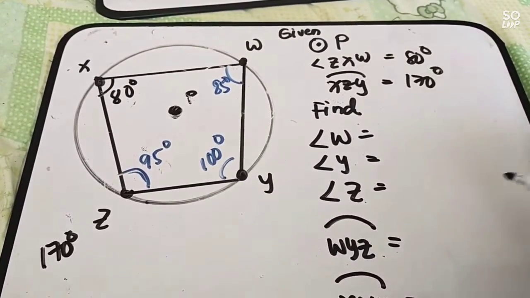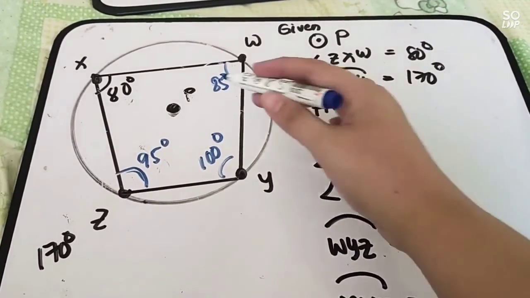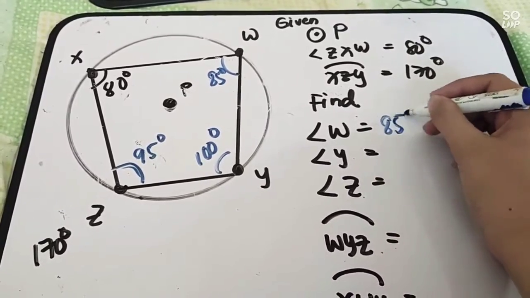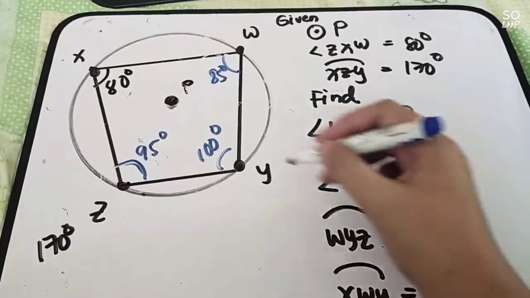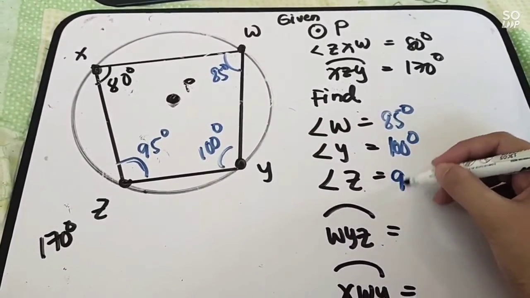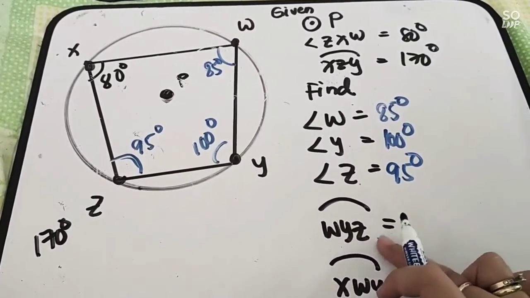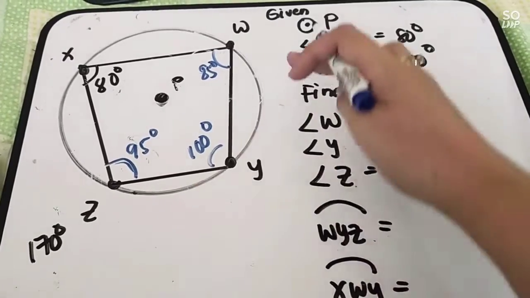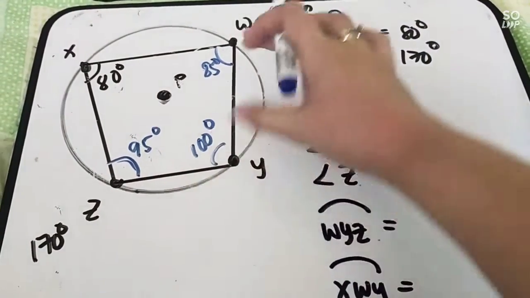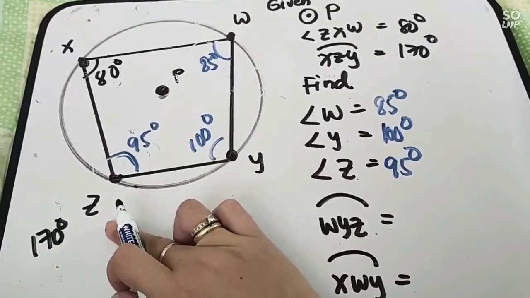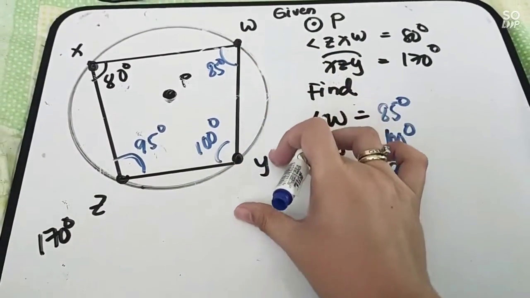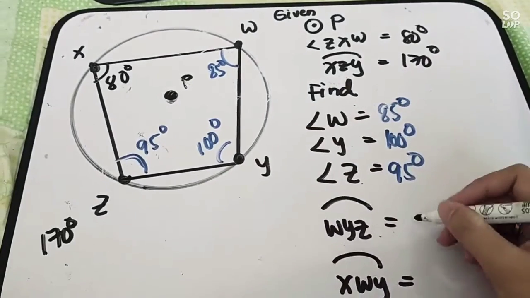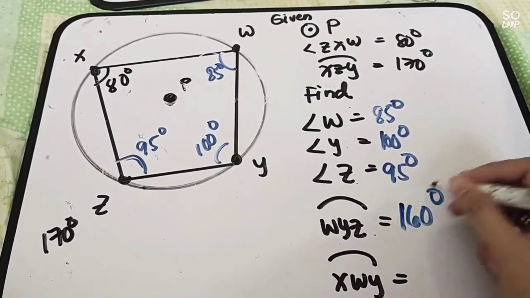Since kompleto na, we can now write the answer. So, si angle W, we have 85 degrees. Si angle Y, we have 100 degrees. And si angle Z is 95 degrees. Now, let us find arc WYZ. Si WYZ, ang kanyang intercepted arc ay ito. So, therefore, si WYZ is multiplied by 2. The answer is 160 degrees.